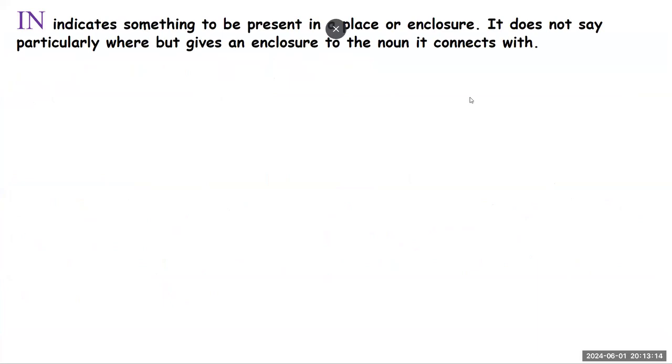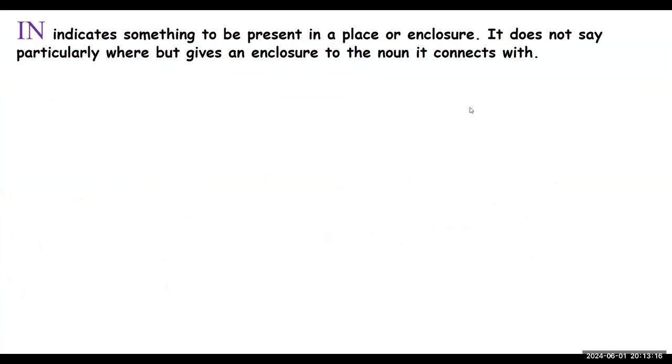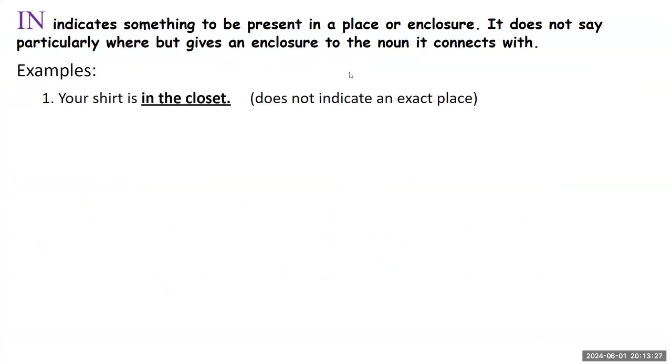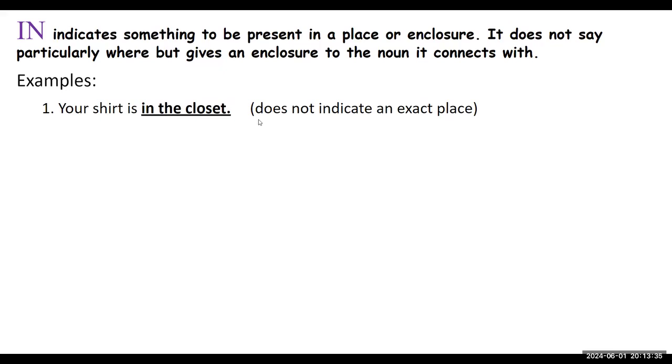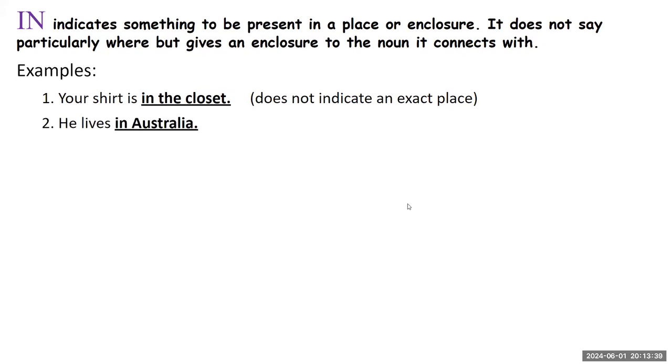In indicates something to be present in a place or enclosure. It does not say particularly where, but gives an enclosure to the noun it connects with. Examples: your shirt is in the closet. He lives in Australia. Alex works in that building.